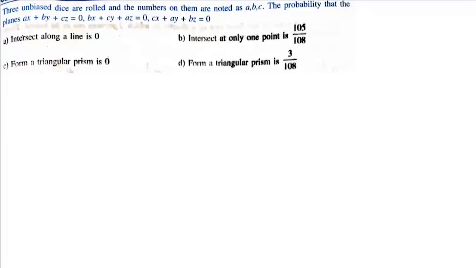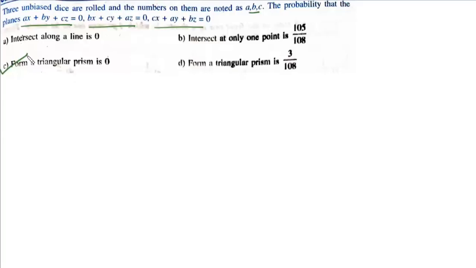Now here the question is: 3 unbiased dice are rolled and the numbers on them are noted as A, B and C. The probability that the planes intersect along a line, intersect at one point, or form a triangular prism is. Now if we look at these three equations, all three are homogeneous equations. If they are homogeneous equations, then either it will have a unique solution or it will have infinitely many solutions. That means these three planes can never form a triangular prism. So the probability that they form a triangular prism is going to be 0. So option C is correct.